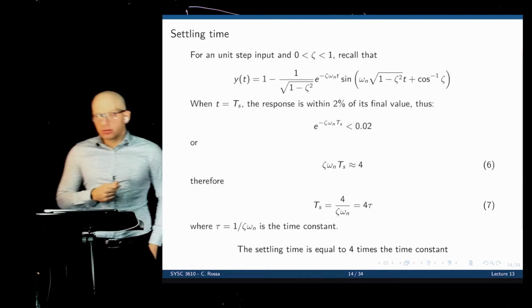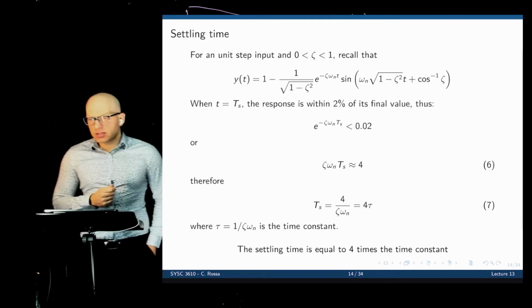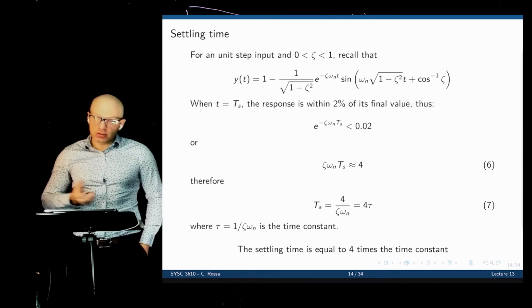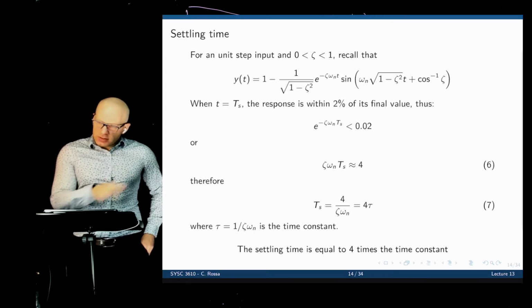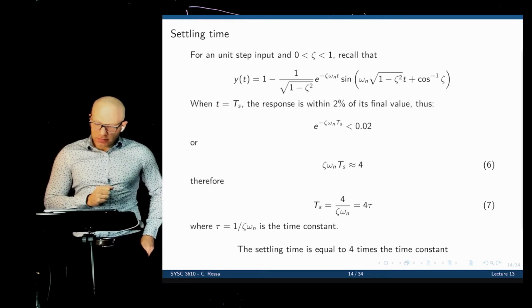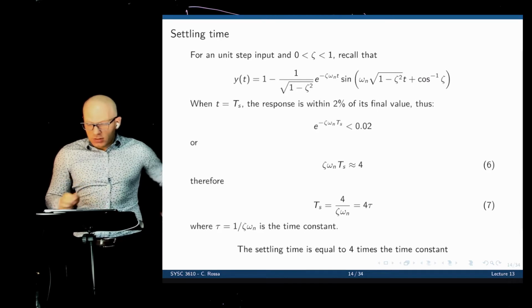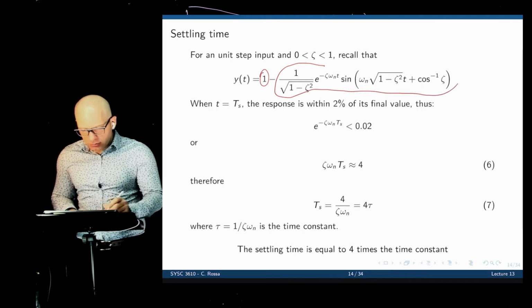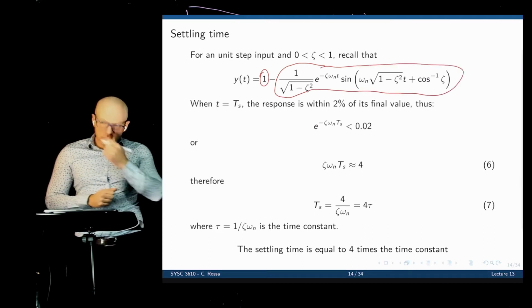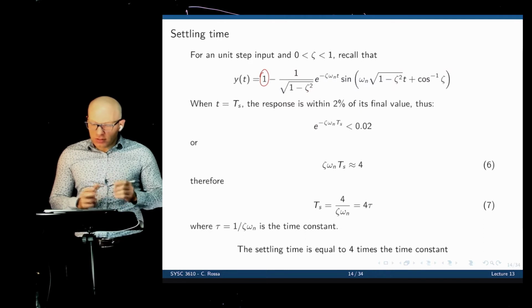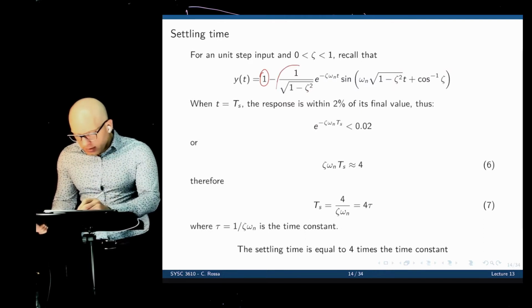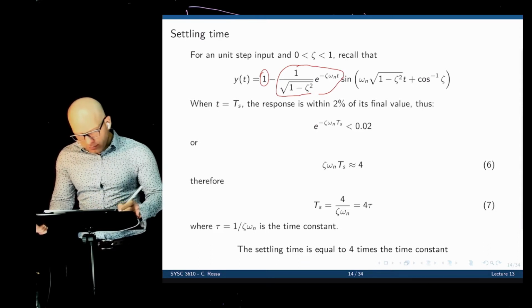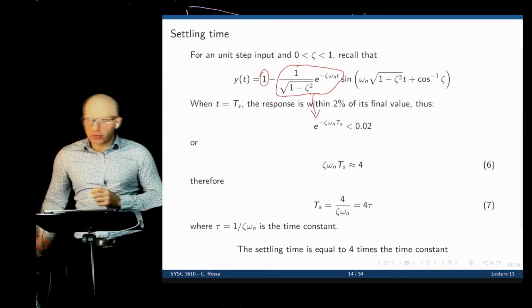Now, the second measure of performance is the settling time. And the settling time, we said, is when the system reaches 2% of its final value. Look at the step response here, and we see that we have the final value right there. And we see this exponential times a sinusoidal that will eventually decay to 0. So if you want the system to be within 2% of its final value, then the exponential that is bringing the sinusoidal to 0 must be less than 0.02.